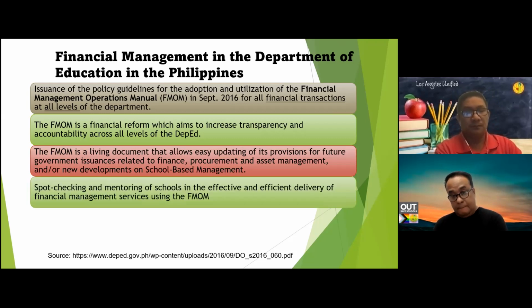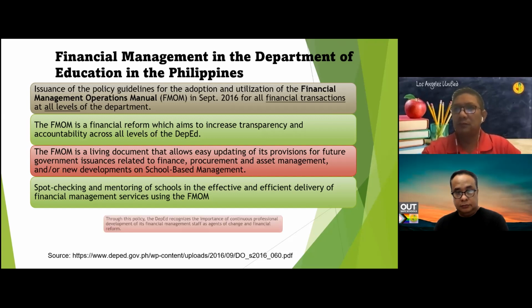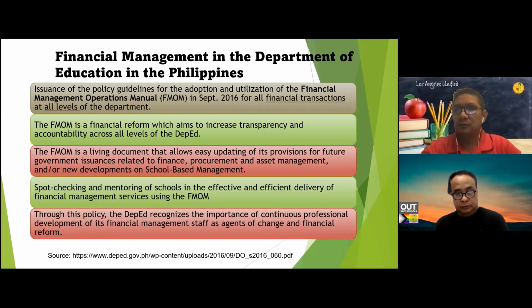Now, in this guidelines and policy, there is a spot checking and mentoring of schools on how they effectively and efficiently deliver financial management services. And then through this policy, the DepEd recognizes the importance of continuous professional development of financial management to staff as agents of change and financial reform.